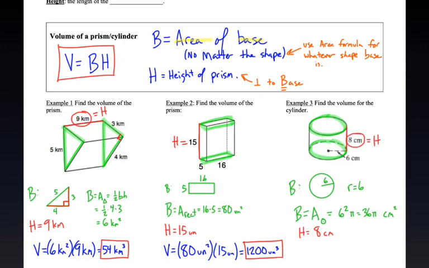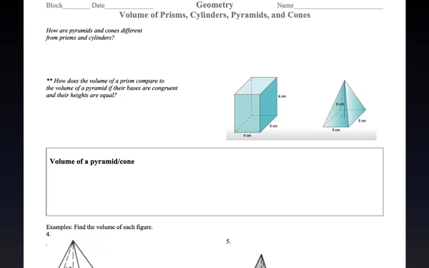My height is given as 8, so now the volume is 36 pi times 8. Gets me my answer over here, 288 pi centimeters. That should be cubed, my bad. Cubed. Okay. All right. That's cylinders.